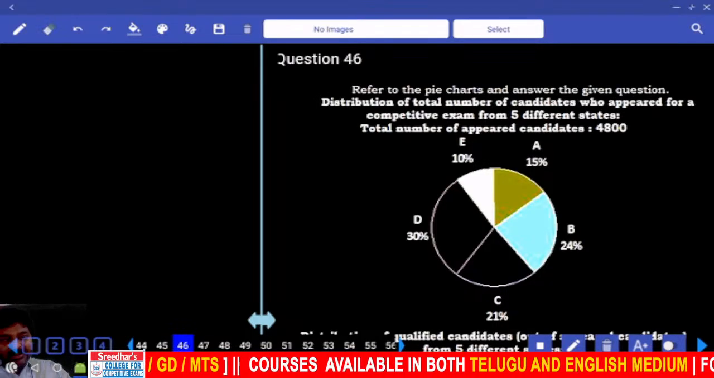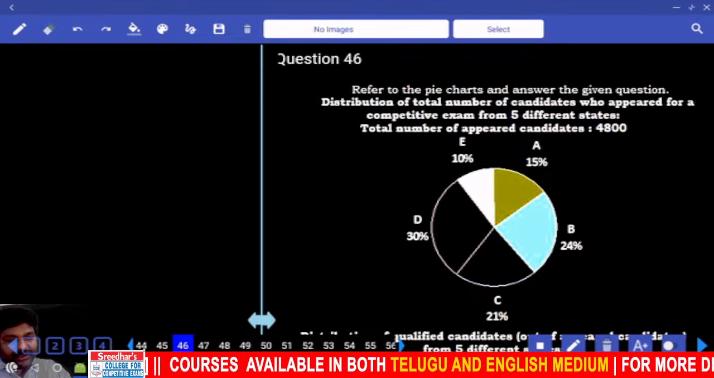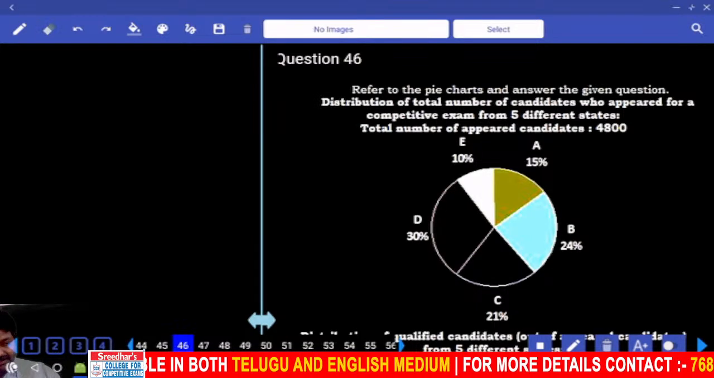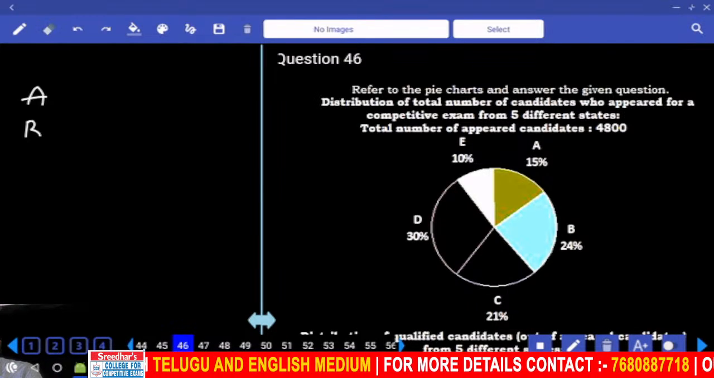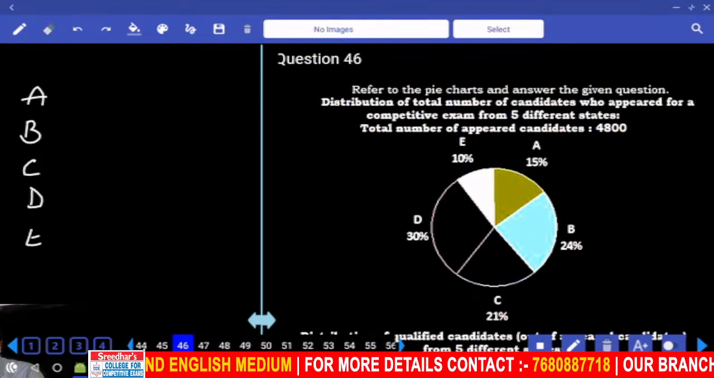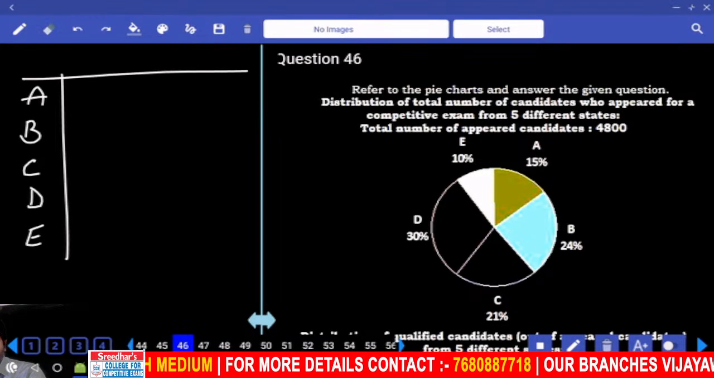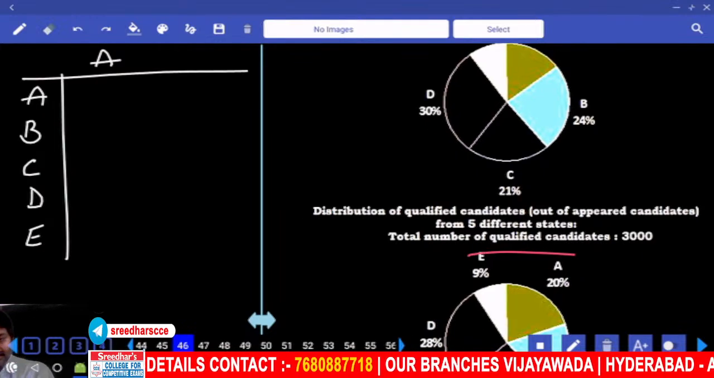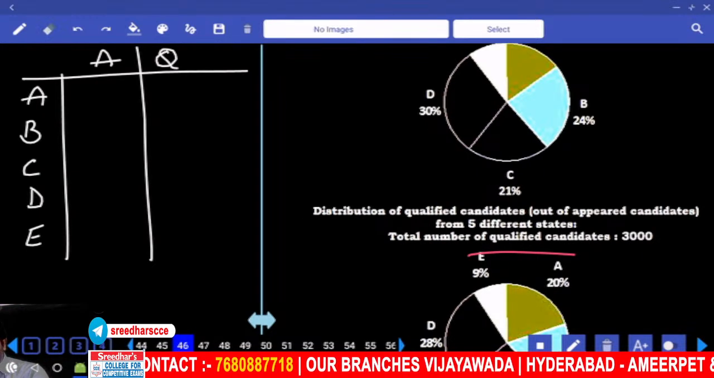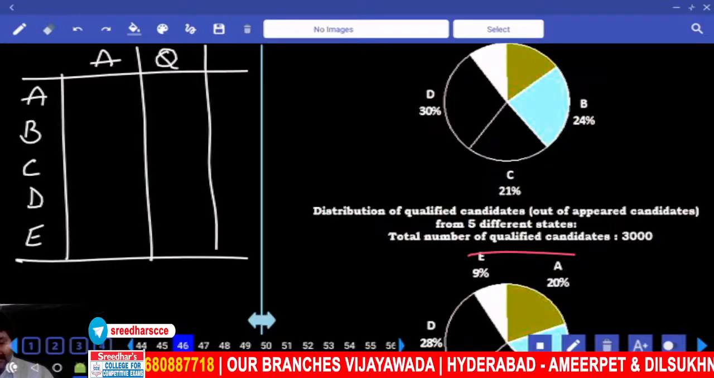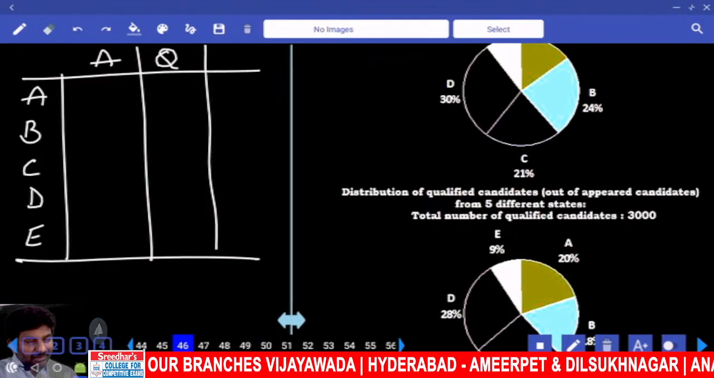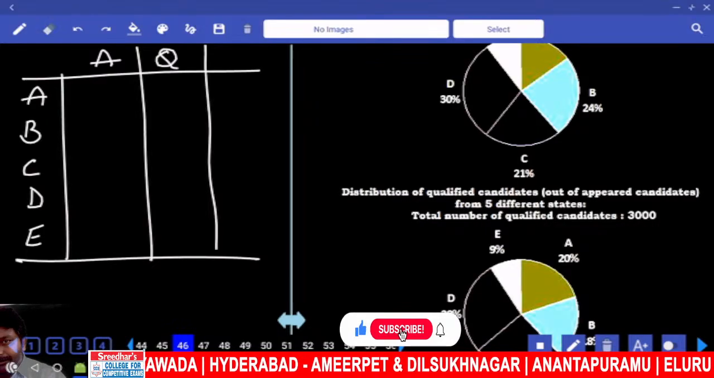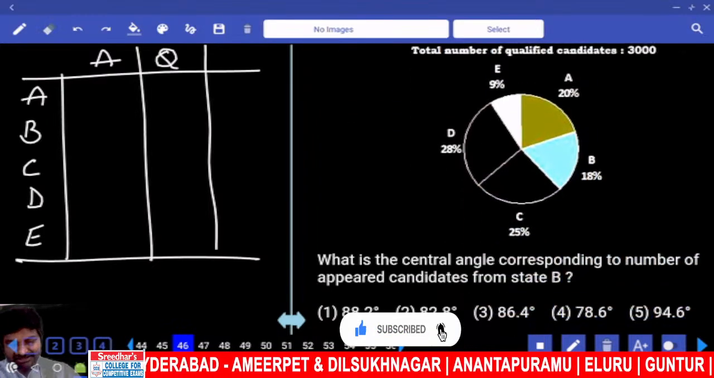Distribution of total number of candidates who appeared for the competitive exam from 5 different states. Total number of appeared candidates are 4,800. A, B, C, D, E. Appeared people, then remaining is qualified. Difference? Not qualified or disqualified or failed. Let us not write numbers. We'll do it when it is really required. Okay? Let us keep the structure like that, we'll see about this later.